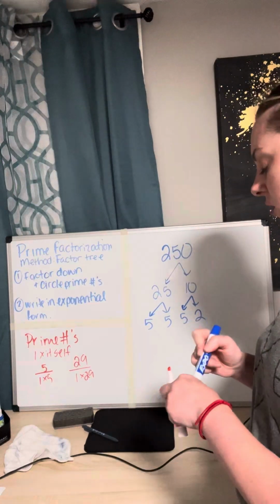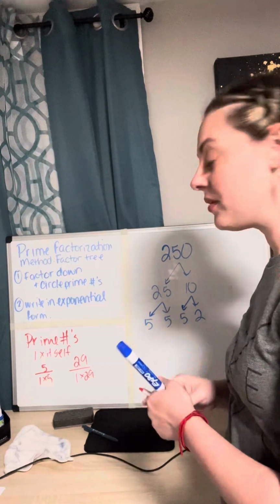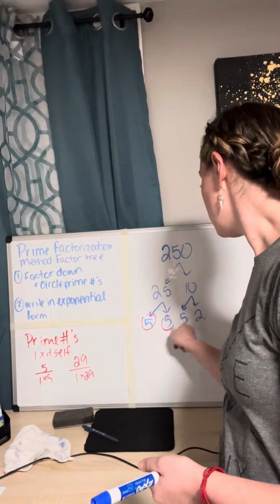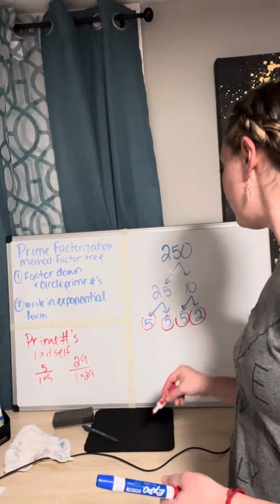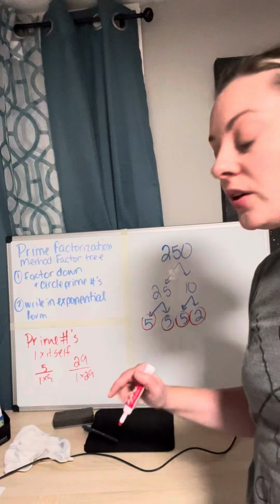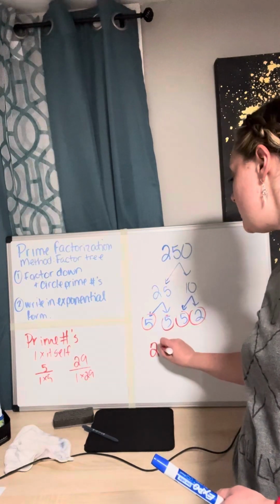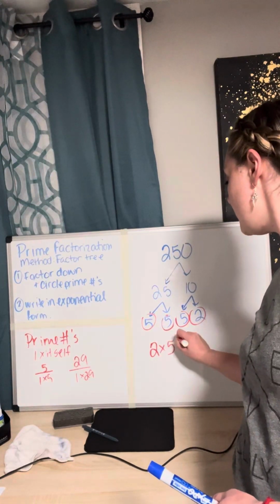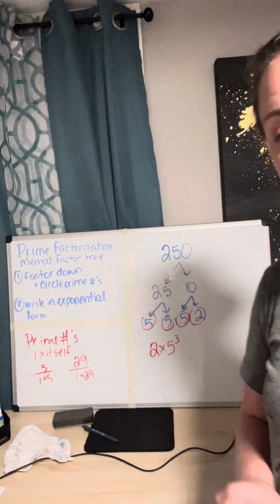Once again, oops, I did not circle my primes. I'm going to write exponential form. I'm starting with my smaller number, which is 2, and there's only one of those. And then I have 5 to the power of 3 because I have 3 5s.